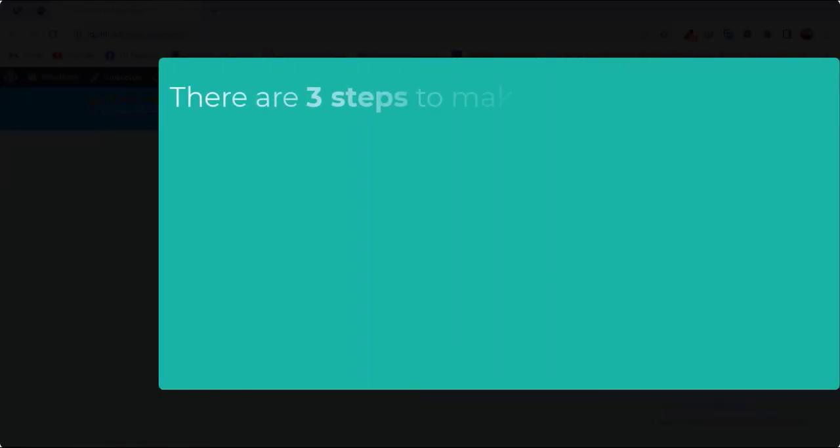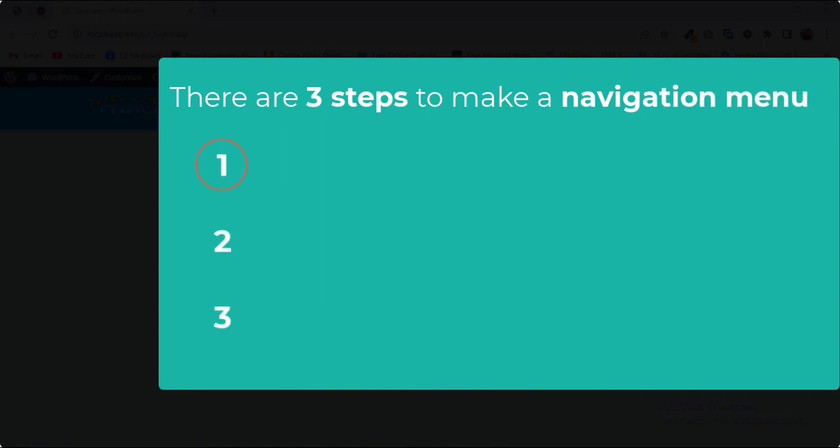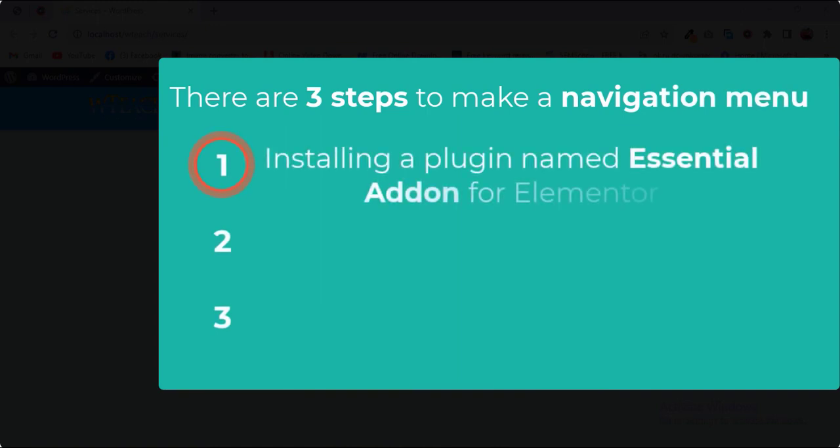To make a navigation menu, there are 3 steps. The first one is installing a plugin named Essential Add-ons for Elementor.